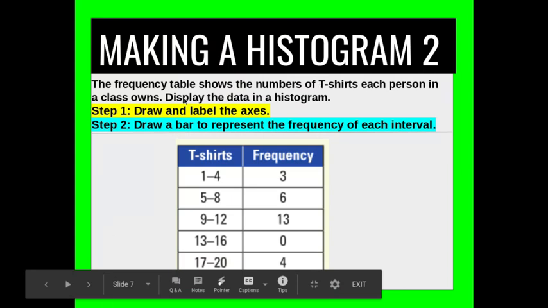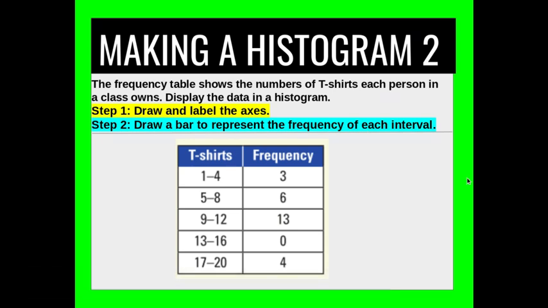Making a histogram. Here's another example. The frequency table shows the numbers of t-shirts that each person in a class owns. Display the data in a histogram. Okay, so we are going to draw and label the axes. The x-axis is going to have our t-shirts with our intervals included, and our y-axis will have the frequency. Then we're going to draw a bar to represent the frequency of each interval.